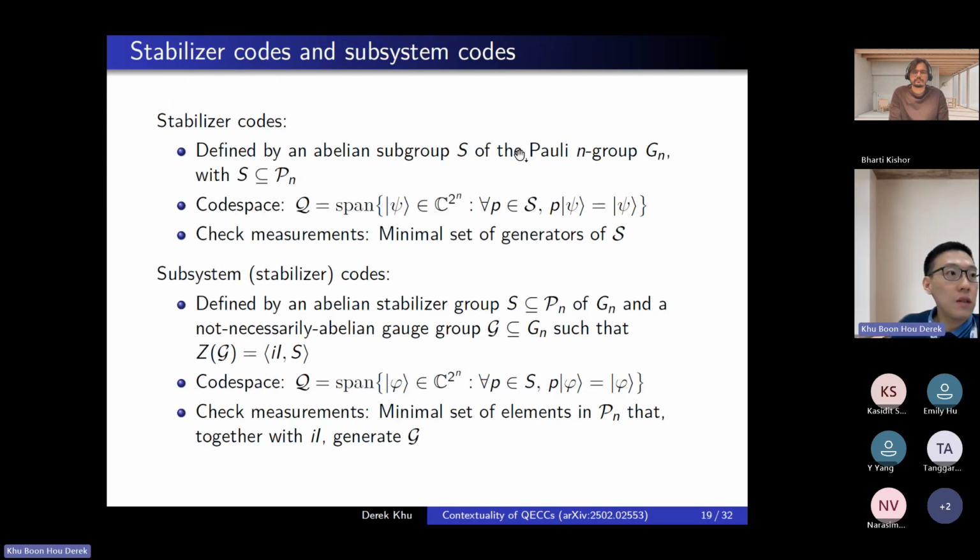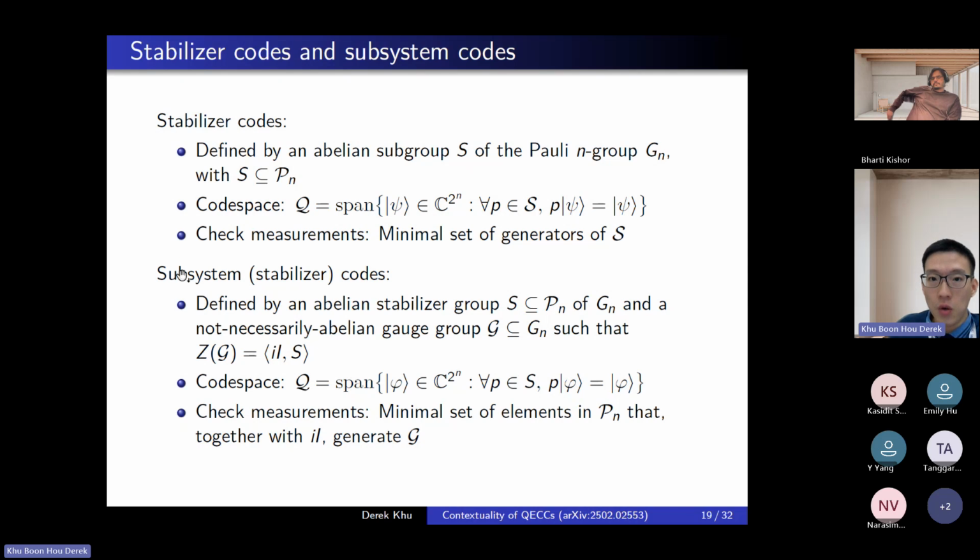No. All right. So now a quick review of stabilizer codes and subsystem codes. A stabilizer code is basically defined by an abelian subgroup of the Pauli group Gn. This abelian subgroup would have to have real phases. The code space is basically the space stabilized by the subgroup, but it's not particularly important in our case. And the check measurements will be a minimal set of generators of this abelian subgroup.